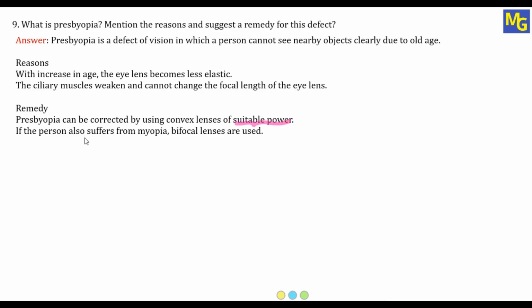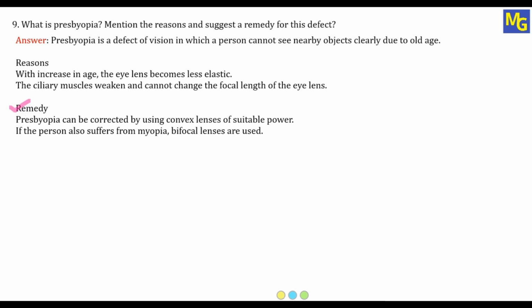Then, if the person also suffers from myopia, then a bifocal lens has to be used. So what do you mean by myopia? See here, presbyopia means a person cannot see nearby objects, and myopia means a person cannot see far objects. So if you have both, then you have to use a bifocal lens. Bi means two, focal means focal length. So there will be two lenses, convex as well as concave. And both lenses will help to see objects present at nearby distance as well as at far distance. So this is the remedy for presbyopia.